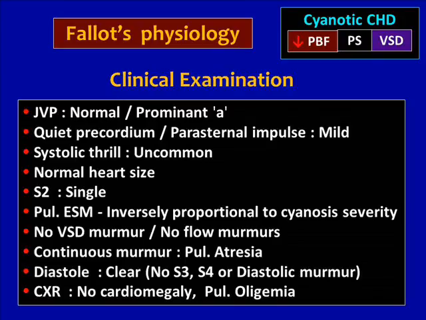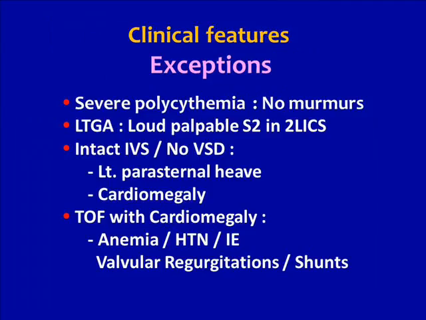Now the diastole is clear. There is no S3 or S4 and no diastolic murmurs. If chest X-ray is a part of the examination, the chest X-ray shows no cardiomegaly with oligemic lung fields. That being the scenario, exceptions to the described clinical features do occur as in all fields of medicine.